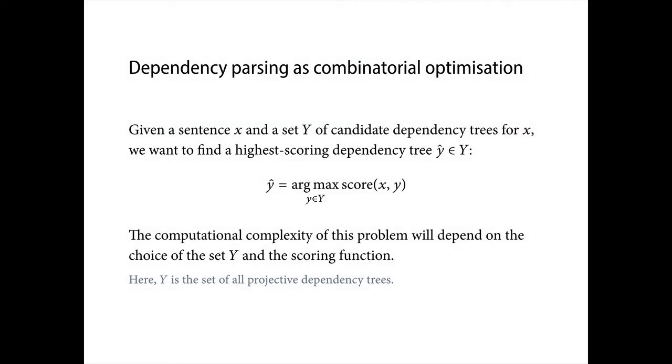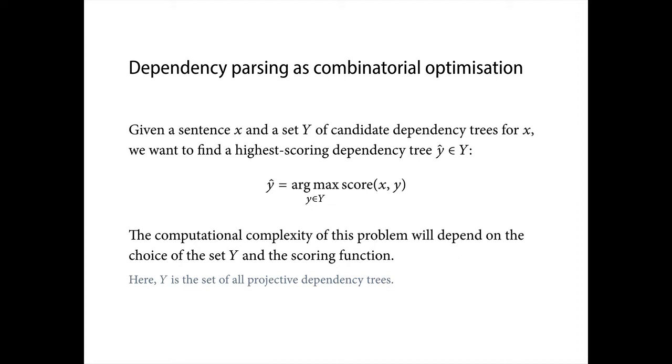Dependency parsing can be cast as a combinatorial optimization problem. In this formulation, we say that we have a sentence X and we have a set Y of candidate dependency trees for the sentence. And the problem that we want to solve is to find a highest scoring dependency tree Y hat from the set of candidate trees.